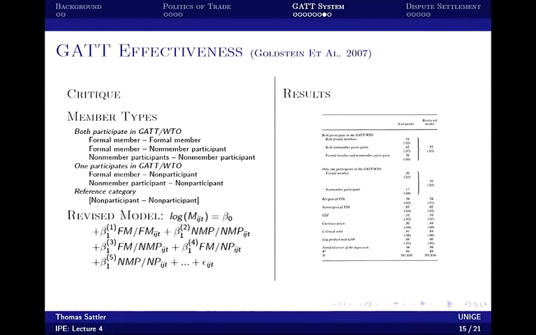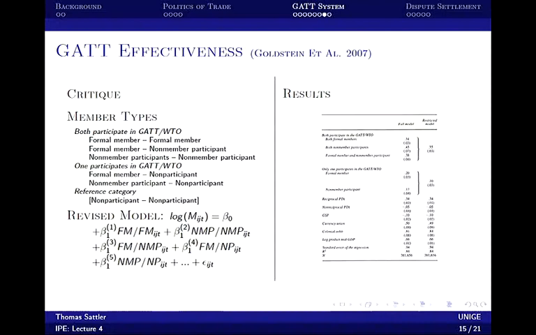So they do the same thing again. They estimate this model, and this is what we find. So you see we now have a coefficient on both formal members, which is 0.34. So this 0.34 is basically this beta 1,1, right? That's the number we get here. So trade equals 0.34 times whether both members are participants or not, right? So it's positive and it's large. It confirms that the GATT has a strong effect on trade.